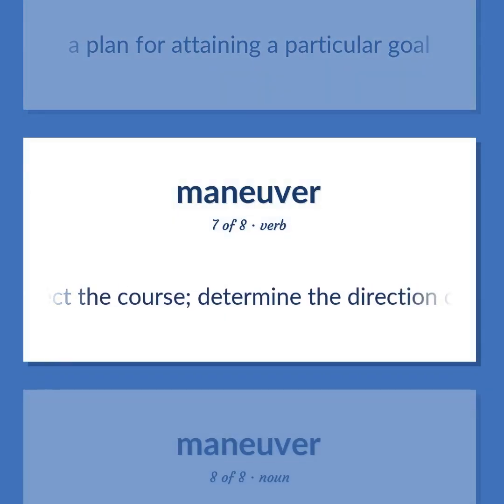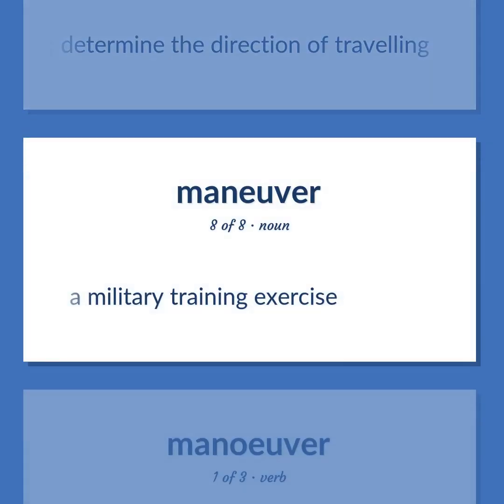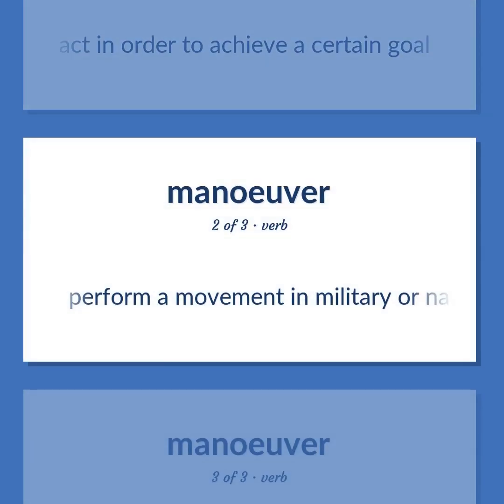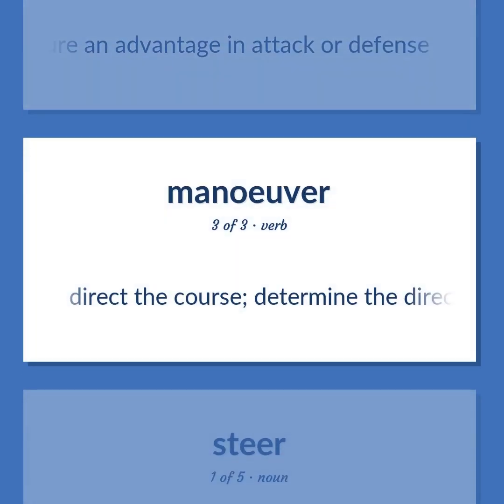Direct the course. Determine the direction of traveling. A military training exercise. Act in order to achieve a certain goal. Perform a movement in military or naval tactics in order to secure an advantage in attack or defense. Direct the course. Determine the direction of traveling.